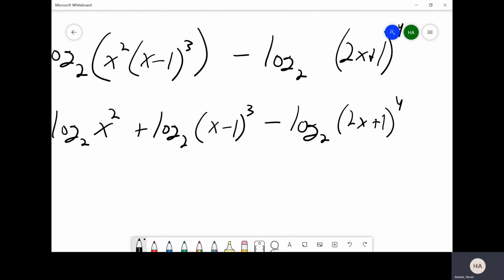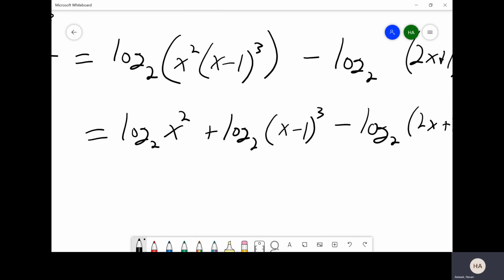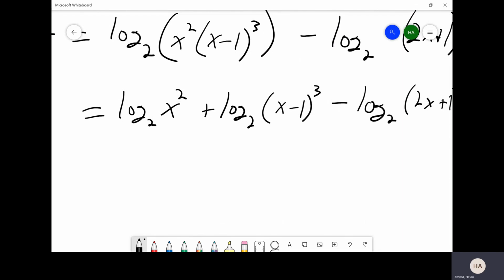So now we're going to apply our power rule, which says, okay, as long as my power is being applied to the piece that's inside the logarithm, which it is for all three of these cases, we can take that exponent and move it out front, and that becomes our coefficient. So this is equal to 2 times log base 2 of x, right? The 2 moved out front, and now we just have x to the first power.